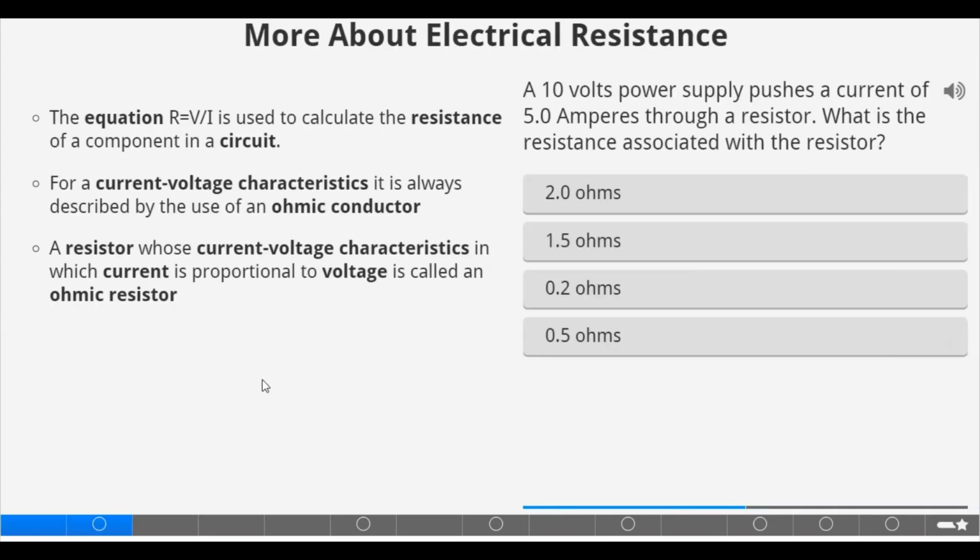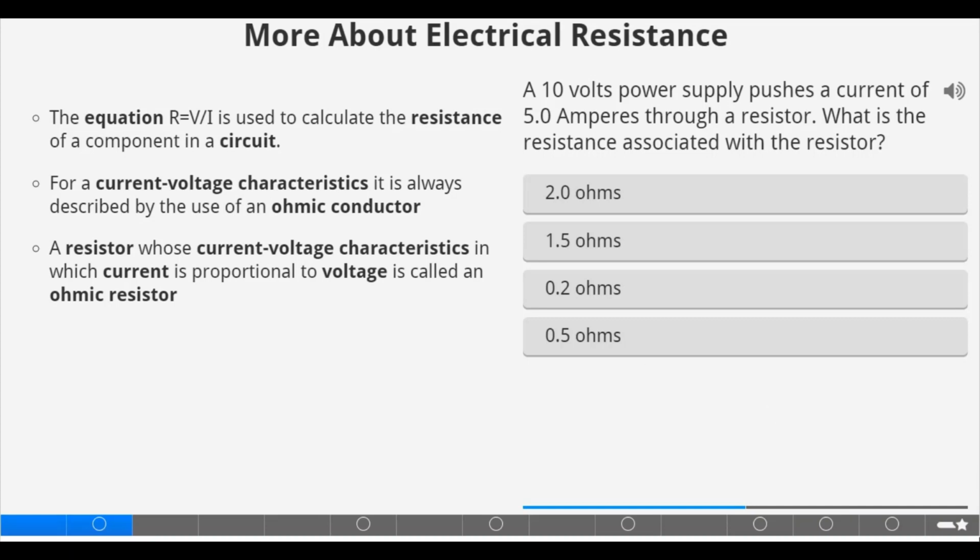More about electrical resistance. The equation R is equal to V over I is used to calculate the resistance of a component in a circuit. That is, resistance is equivalent to voltage divided by current. For current-voltage characteristics, it is always described by the use of an ohmic conductor. A resistor whose current-voltage characteristics, in which current is proportional to voltage, is called an ohmic resistor.